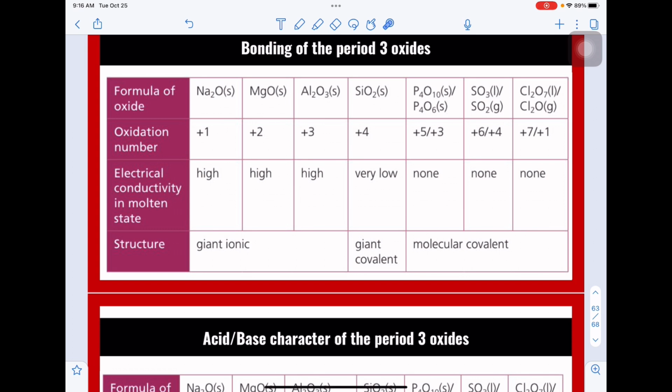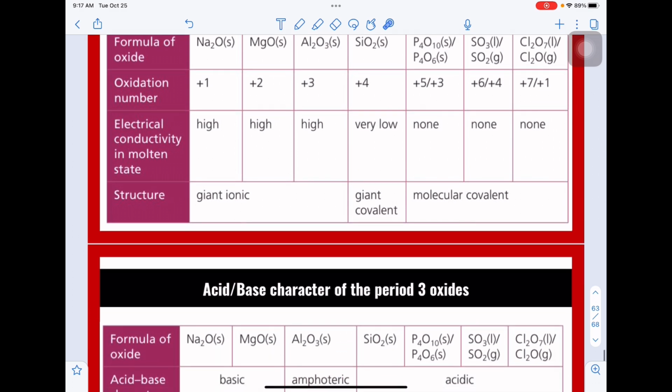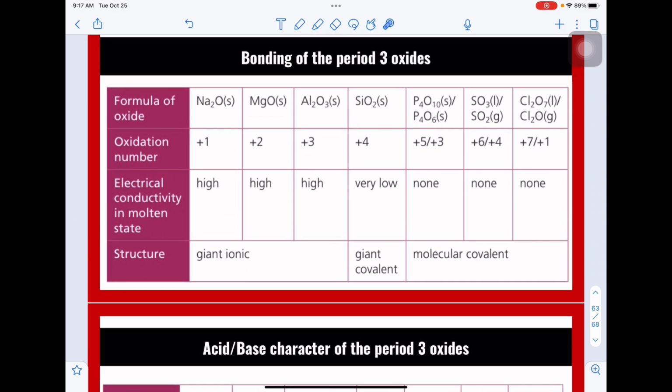And later on, when we talk about other parts of the content, we'll actually learn about how to figure out oxidation numbers. For now, I would say it's easier to memorize +1 all the way up to +7, and then for phosphorus there's another one which is +3, and for sulfur there's another one that is +4, and then for chlorine there's another one that is +1.